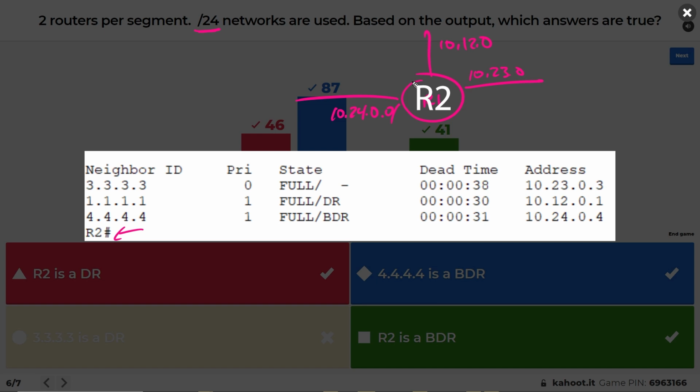So I would visually say, okay, great. I've got 3 segments. And on this one, 1023 right here, and I'll just use all the same color. But this does, I have a full adjacency, and this says that we're not doing a DR or BDR. Dash means we're not doing a DR or BDR, which means we're either a point to multi-point or point to point, and which don't use DRs.